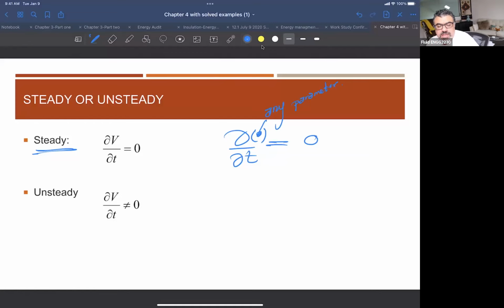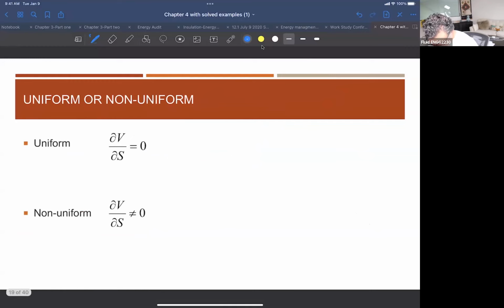So steady means the change with time is 0. Unsteady means the change is not 0. Very simple. Okay, so the definition now. Remember this, because you're going to solve a problem and then you have to tell me if this is steady or unsteady. Uniform or non-uniform: uniform means uniform everywhere.